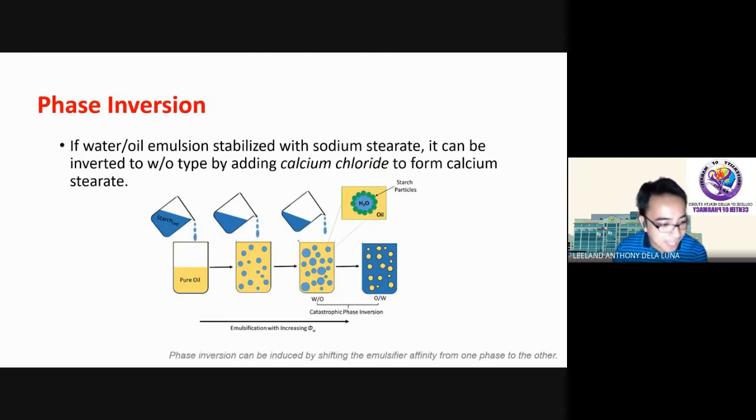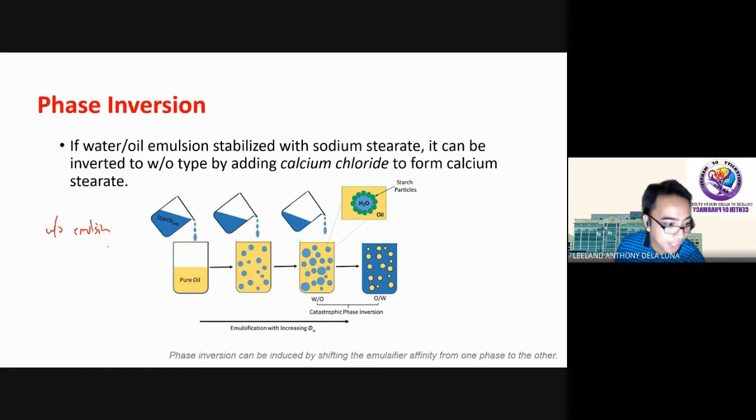Now, what about phase inversion? Ito nakakatuwa class eh. Halimbawa, unang ginawa mo is a water and oil type of emulsion. Tapos bigla kang magiging oil and water naman siya. So nagkakaroon siya ng tinatawag na phase inversion. Now normally class, ang phase inversion can be induced by shifting the emulsifier's affinity from one phase to the other. Take for example class, gagawa ka ng water and oil emulsion.